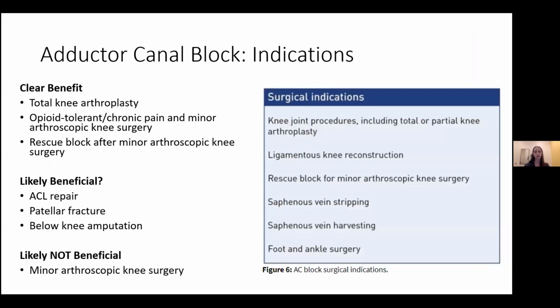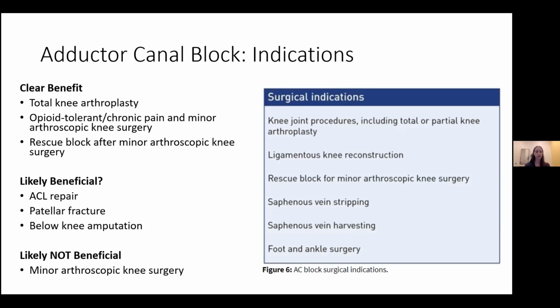So then you might ask, what are some indications for performing the adductor canal block? For us here in Vancouver, the main reasons we would use the adductor canal block are primarily total knee arthroplasty, as well as foot and ankle surgeries where we're aiming to get a surgical block so the procedure can be performed just under the block. There's also quite clear benefit for chronic pain, opioid tolerant patients having minor arthroscopic knee surgeries, or as a rescue block after minor knee surgery. There have been a few cases here where patients had a fairly small procedure, did not receive a block preoperatively, were having a lot of difficulty in PACU, and performing this block actually made quite a big difference for those patients.